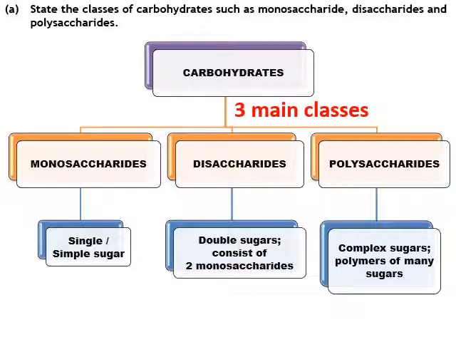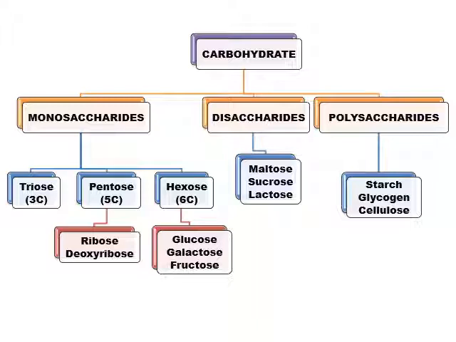Okay, as mentioned before, there are 3 main classes for carbohydrates: monosaccharide, disaccharide, and polysaccharide. Monosaccharide is the simplest sugar, okay, or single sugar. Disaccharide is a double sugar. Consists of 2 monosaccharides joined together by covalent bond, and polysaccharide is a complex sugar consists of polymers of many sugar.